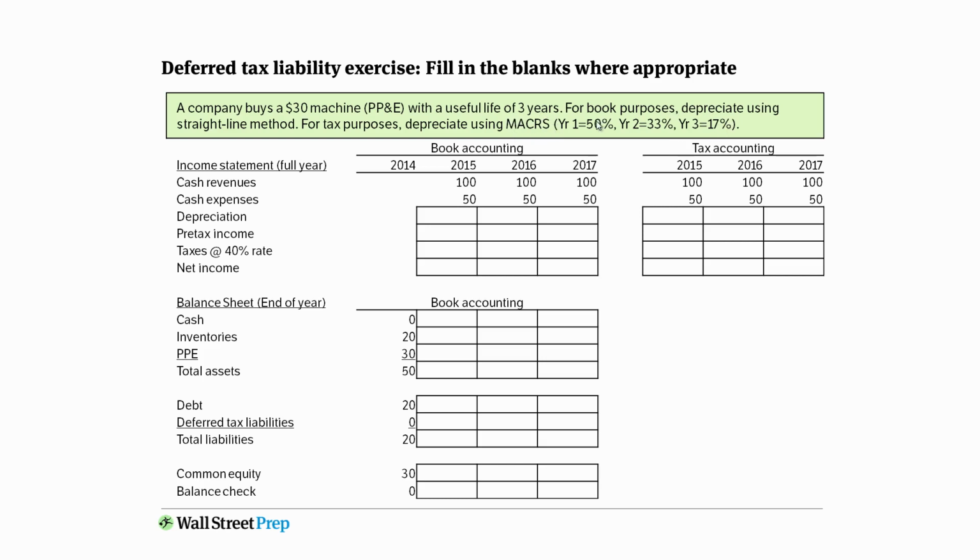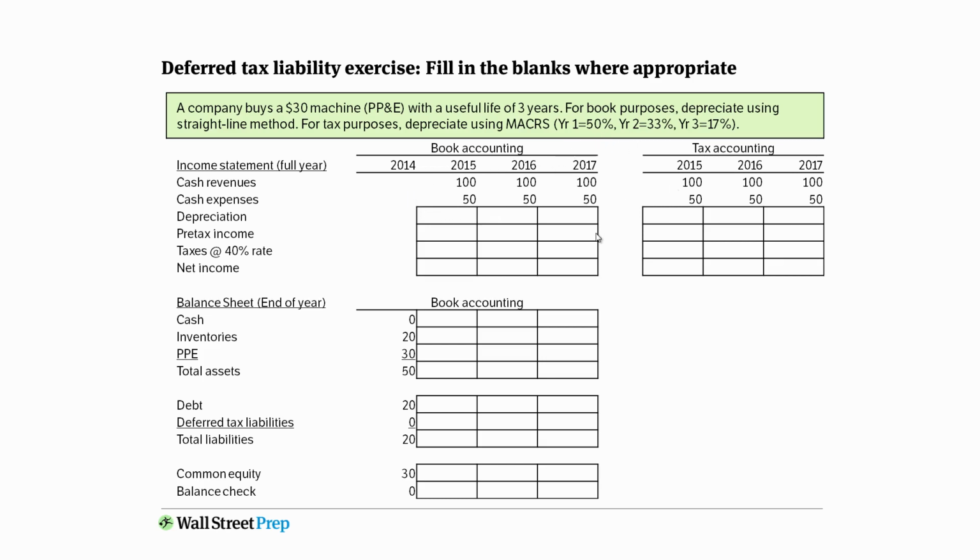For the purposes of this simple exercise, let's assume that MACRS wants 50% in the first year, 33% in the second year, and 17% in the third year in terms of depreciation. That's not exactly how MACRS is, but it's close in terms of the acceleration. We just wanted to keep the numbers simple for the exercise.